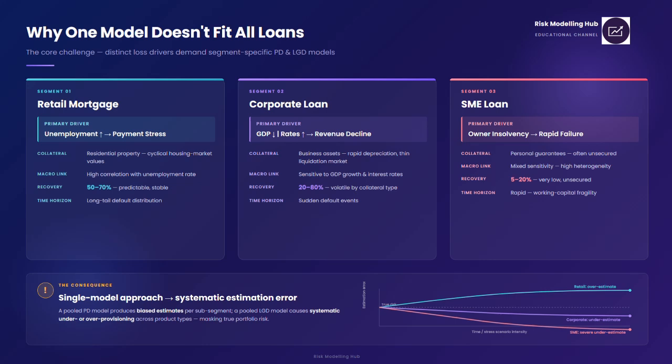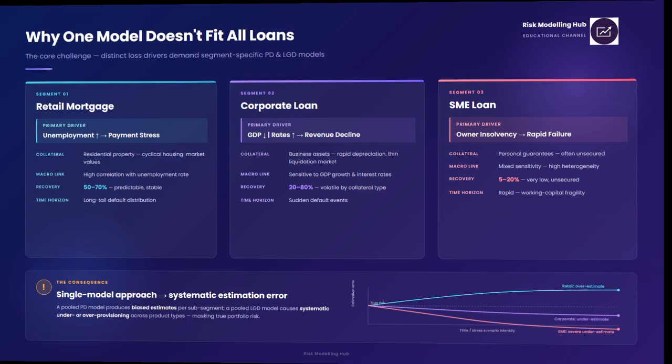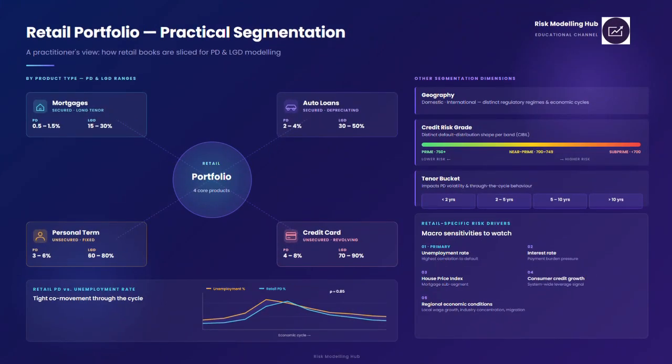So the consequence is that using one pooled PD model across all segments produces biased estimates. A pooled LGD model causes systematic under or over provisioning. The chart shows how estimates diverge dramatically over time. Retail overestimates, corporate underestimates, and SME estimates, they are severely distorted. This creates capital insufficiency and compliance risk.